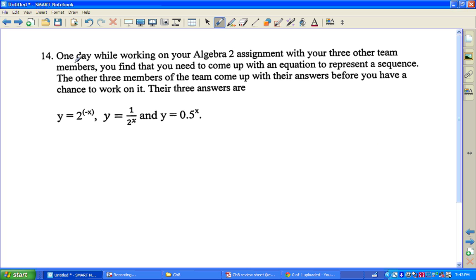In this problem, you've got a situation where several different people, 3 other team members, came up with an equation, and they all have 3 different answers, it looks like. But I'm here to point out to you that really the answer to this is very similar.